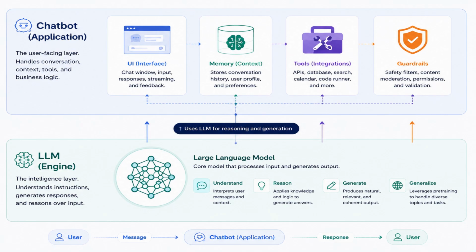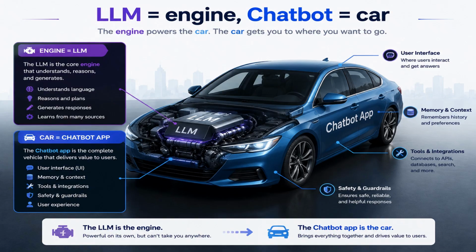A chatbot is an application built on top of one or more LLMs. It usually includes a user interface, chat window, app, website, conversation logic, system prompts and policies, memory or context management, integration with tools, APIs, and databases, and sometimes multi-agent orchestration. So the LLM is the engine. The chatbot is the car built around the engine.